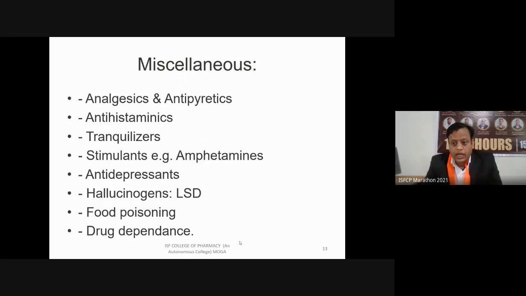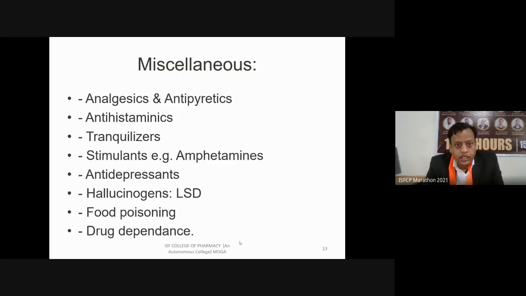Next category is miscellaneous poisons. So miscellaneous poisons include analgesics and antipyretics. So sometimes an overdose of these agents may be responsible for different poisonous effects. And in the miscellaneous category, different drugs are included which, present in overdose, produce different types of poisonous effects in our body.